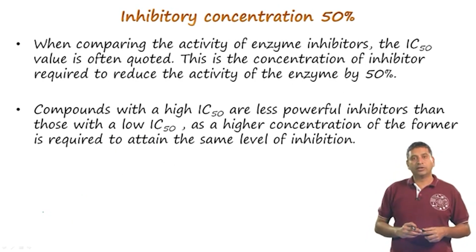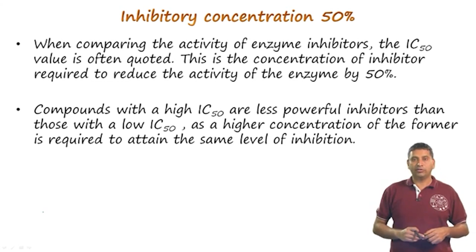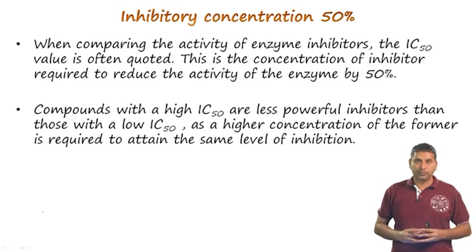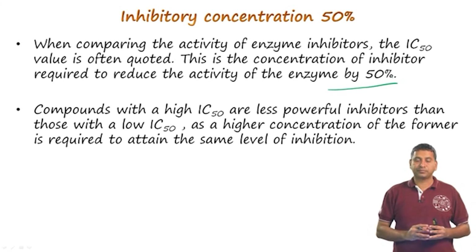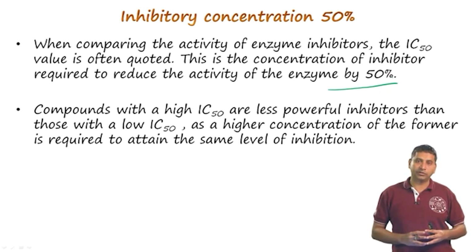Now, let us look at another term which is very useful, which is IC50 or inhibitory concentration 50%. So, when we want to compare across various enzyme inhibitors, the value of IC50 is very often quoted. This is nothing but the concentration of the inhibitor required to reduce the activity of the enzyme by 50%. So, compounds with a high IC50 are less powerful inhibitors, and those with a low IC50 are better inhibitors.